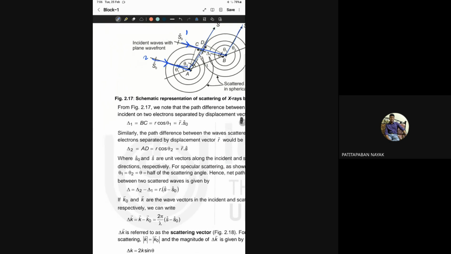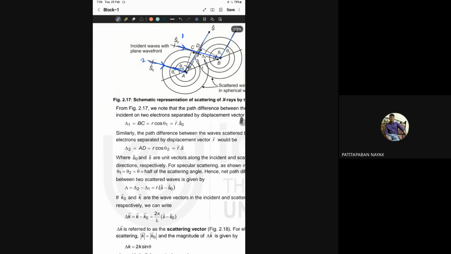So delta 2 is the path difference between the two waves scattered by the electrons between 3 and 4. That is, this is between 1 and 2, and this is between 3 and 4. Delta 2 will be equal to AD, the perpendicular distance from here to here. So AD is equal to R cos theta 2, which is R dot S.